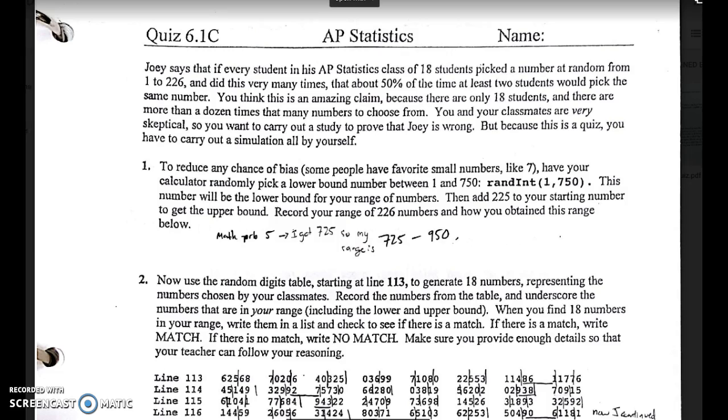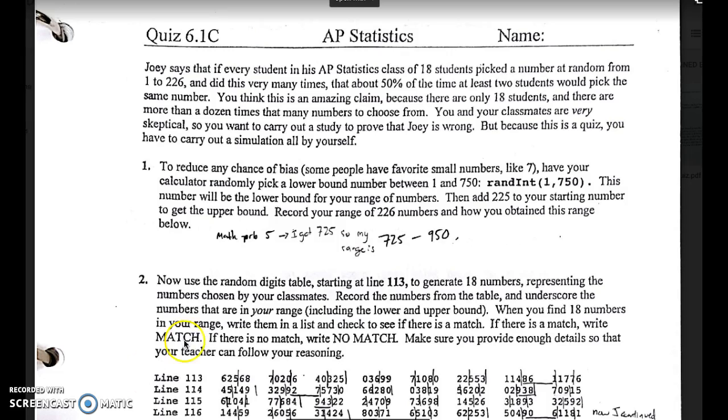Number 1, to reduce any chance of bias, some people will have favorite small numbers, like 7, for example. Have your calculator randomly pick a lower bound number between 1 and 750. The way you do this is you run the command random integer, and then your lower bound is 1, your upper bound is 750. This number will be the lower bound for your range of numbers. Then add 225 to your starting number to get the upper bound. Record your range of 226 numbers and how you obtained this range below.